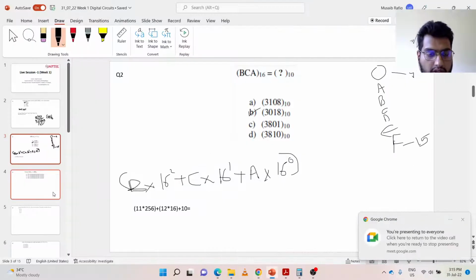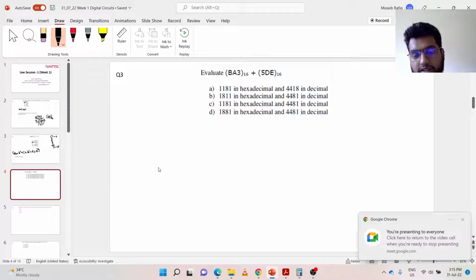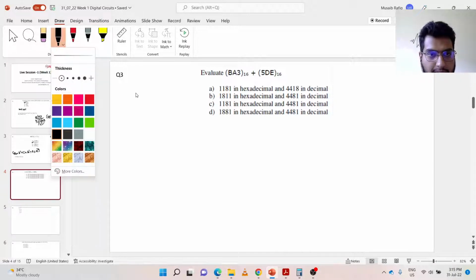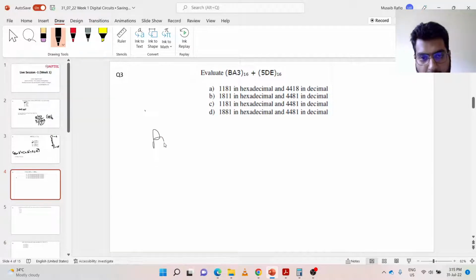Okay. Now moving forward to question 3, we have these two hexadecimal numbers BA3 and 5DE. The question is demanding the answer in hexadecimal as well as in decimal. So we'll first find the answer in the hexadecimal number system, and then convert that hexadecimal number into decimal. So we have this BA3 number here, and this is in hexadecimal. Take care of that. And we have this 5DE.